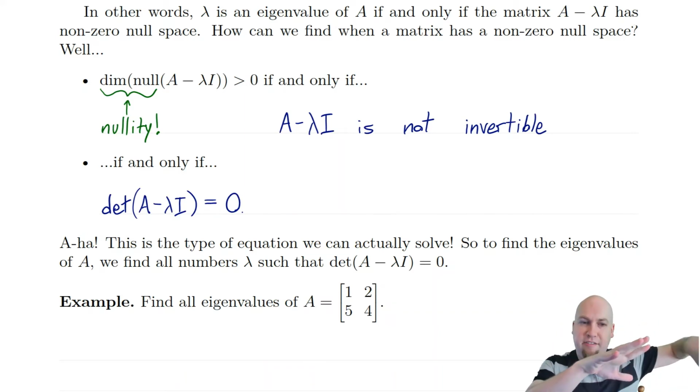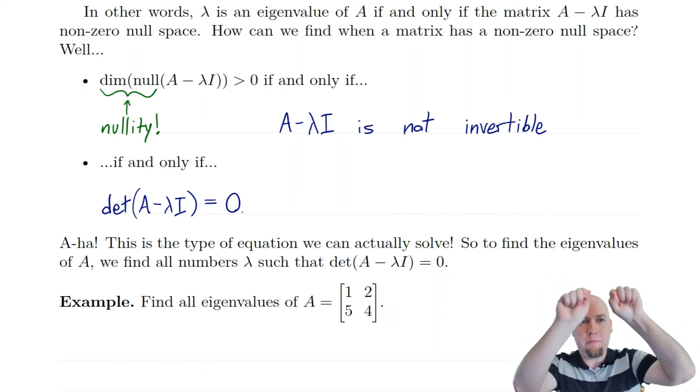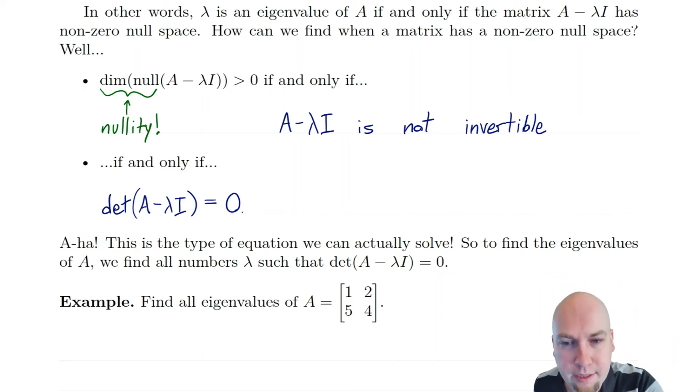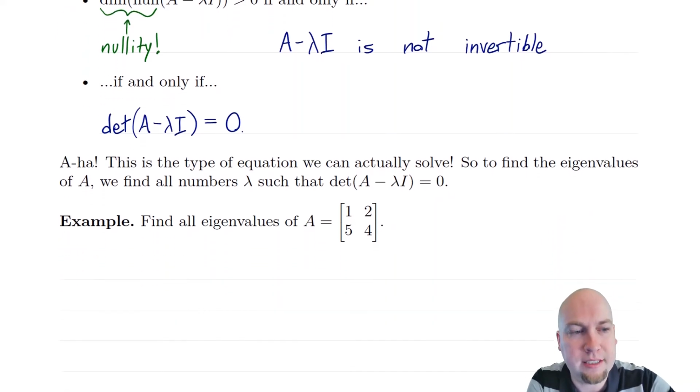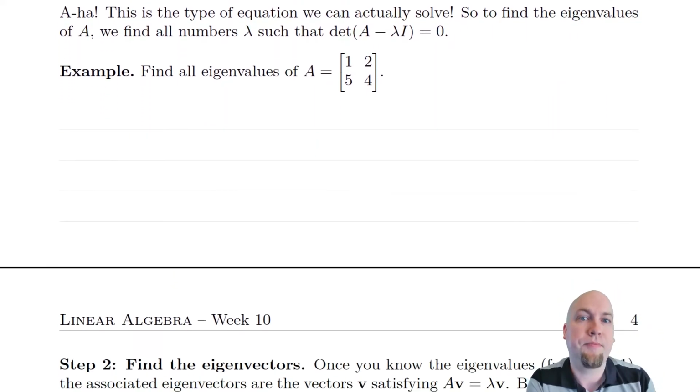We've sort of hidden the v's. We don't have two unknowns, lambdas and v's, anymore. We just have this one unknown, lambda. So now this is finally the type of equation that we can actually solve. So let's go through an example. Let's find all the eigenvalues of some matrix using this determinant of A minus lambda I equals 0 equation.